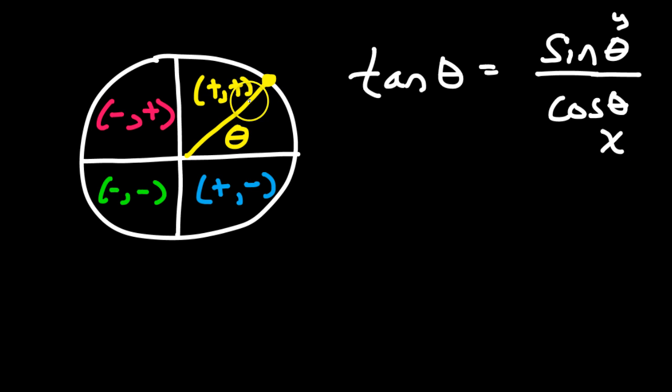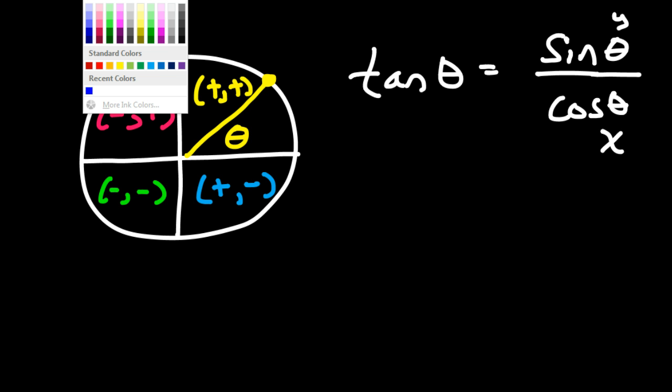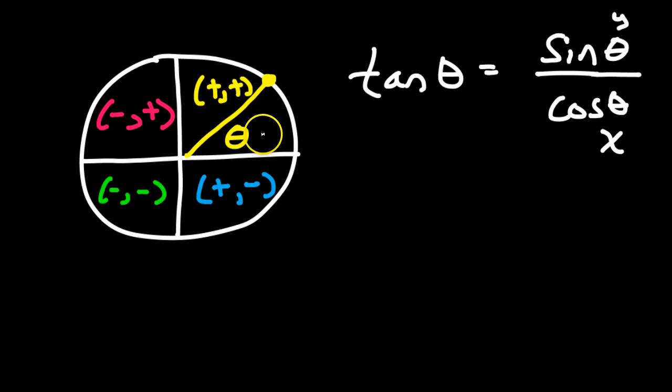So for this quadrant right here, let's see, is there any other color I haven't used yet? I guess I'll just have to use white. In this quadrant over here, tangent is going to be positive because it's a positive divided by a positive. But in the second quadrant, I have a positive divided by a negative, that's negative. Now down here I have a negative divided by a negative, that's positive. So here in the fourth quadrant I have a negative divided by a positive, that's negative. So these white signs tell you where tangent will be positive or negative. So that's something that you need to know, background.